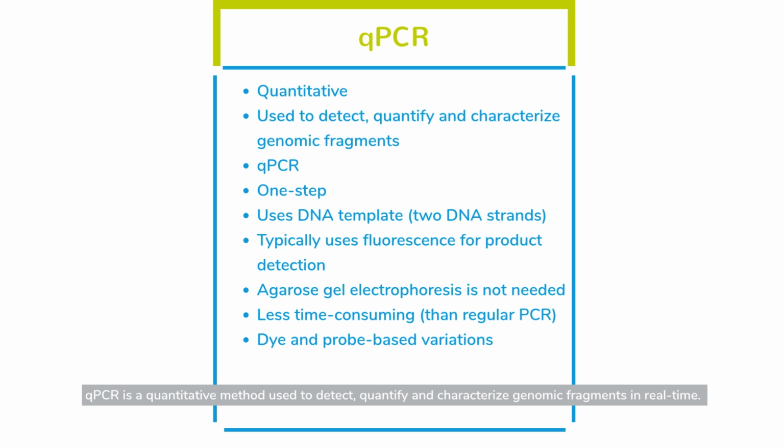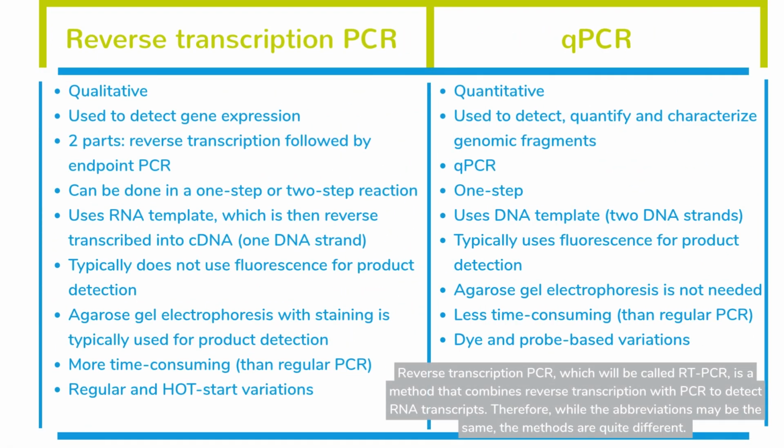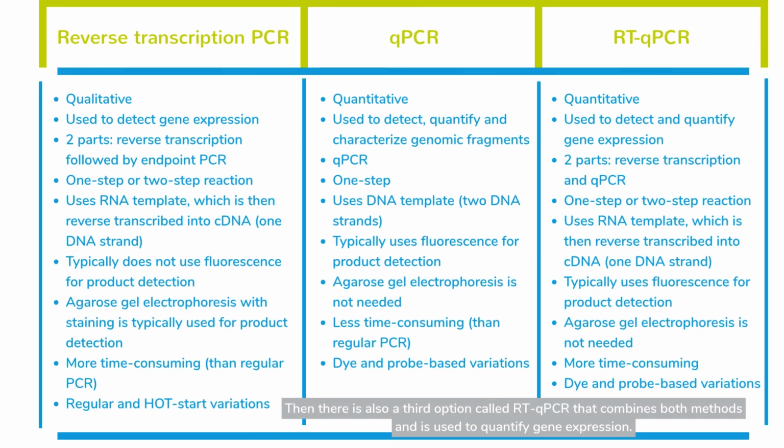qPCR is a quantitative method used to detect, quantify, and characterize genomic fragments in real time. Reverse transcription PCR, which will be called RT-PCR, is a method that combines reverse transcription with PCR to detect RNA transcripts. Therefore, while the abbreviations may be the same, the methods are quite different. Then there is also a third option called RT-qPCR that combines both methods and is used to quantify gene expression.